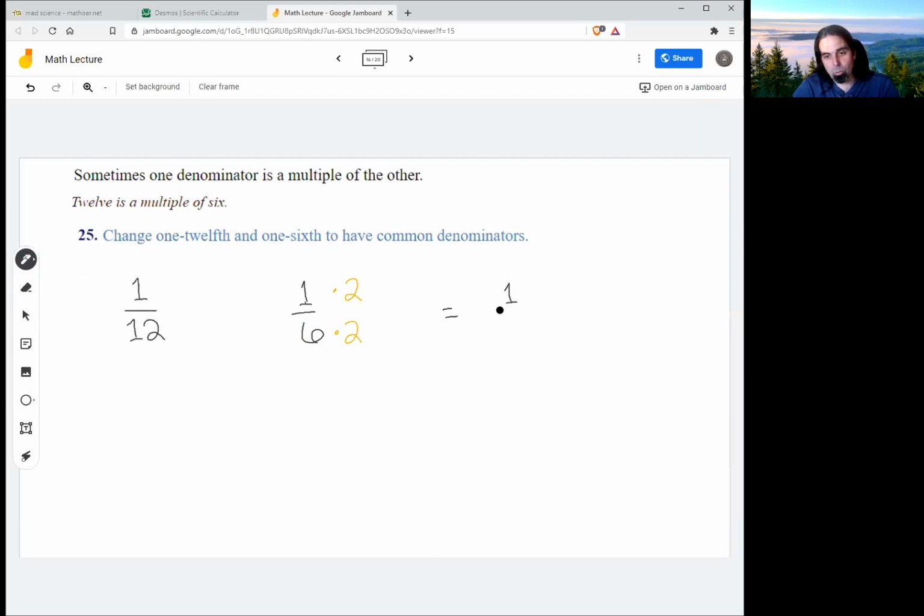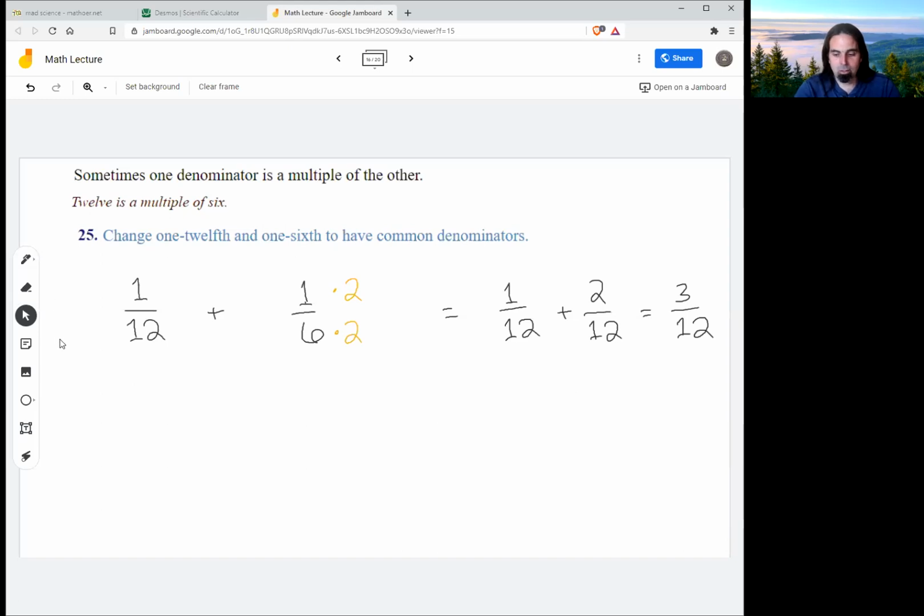Then we have 1/12 and 2/12. And if we were adding, we could: 1 and 2 makes 3/12. And then we can reduce and get a quarter, but I'm out of room.